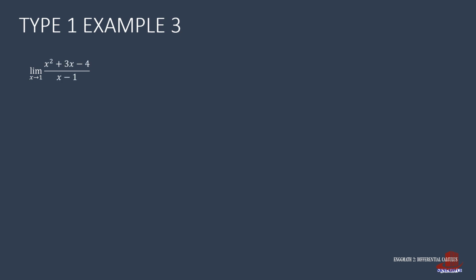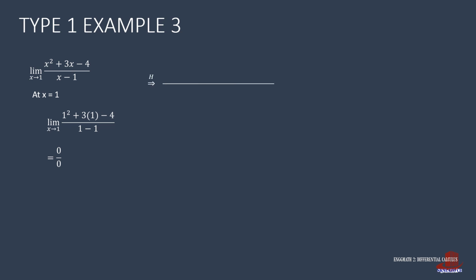Example 3. We have the limit of x squared plus 3x minus 4 upon x minus 1 as x approaches 1. We place 1 for x, making the limit 1 squared plus 3 times 1 minus 4 all over 1 minus 1. Simplify the operations to get 0 all over 0. Thus, we needed to use L'Hopital's rule here.